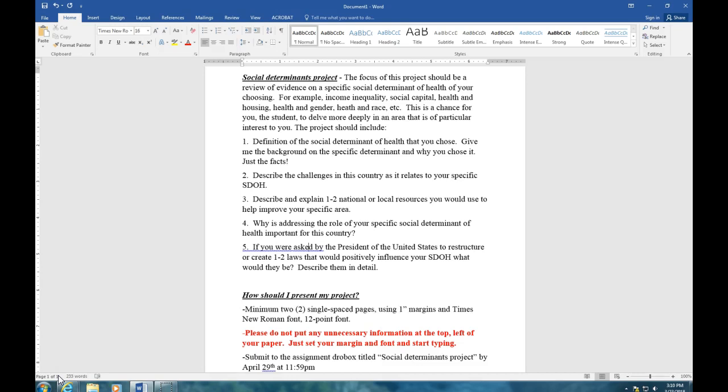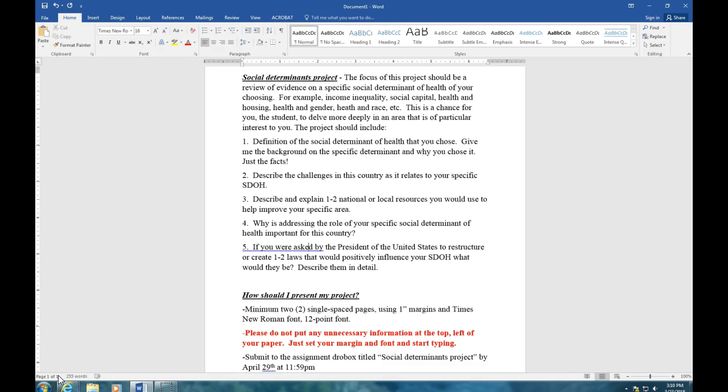And then finally, I want you to be a little bit creative in this, and you may have to do a little bit of researching on what some of the laws are. But if you were asked by the President of the United States to restructure existing laws or create new laws, 1 to 2, that you would think would have a positive influence on that specific social determinant of health, what would they be?